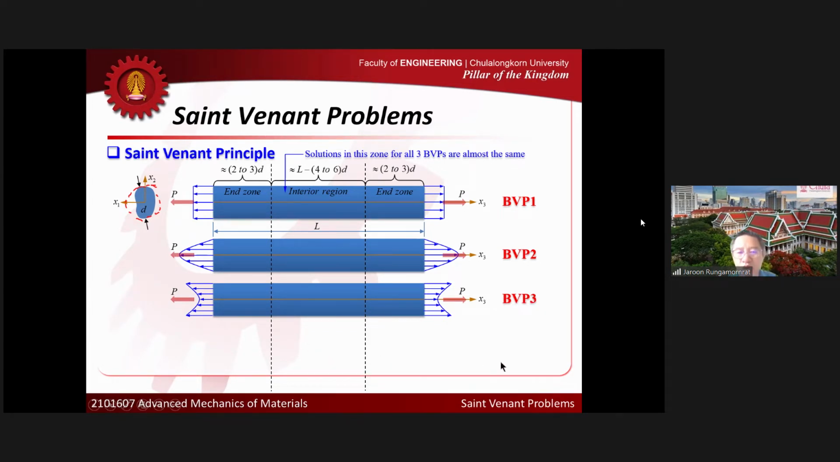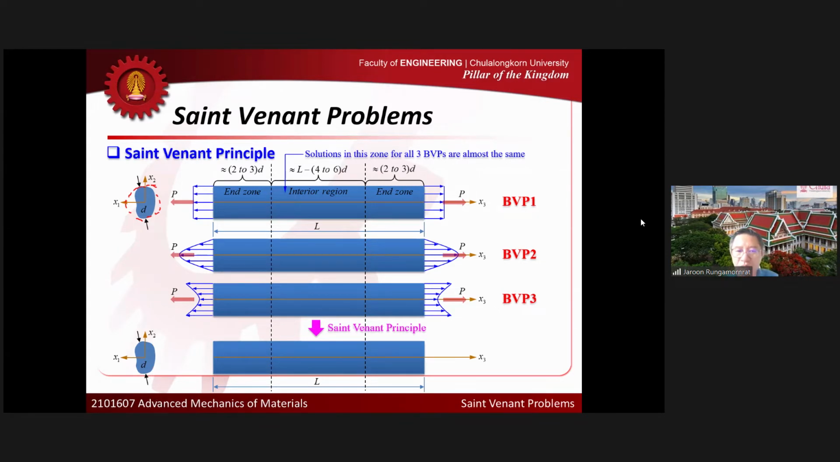Now, if we want to solve the problem and we are interested in only the end zone, and the length of the body is sufficiently large, I can simplify the boundary value problem from what I have above to a simplified one like this. I look at the same body, but now I simply replace the detail of the loading that I have by the net force and net moment. So this is what I call the simplified boundary value problem.